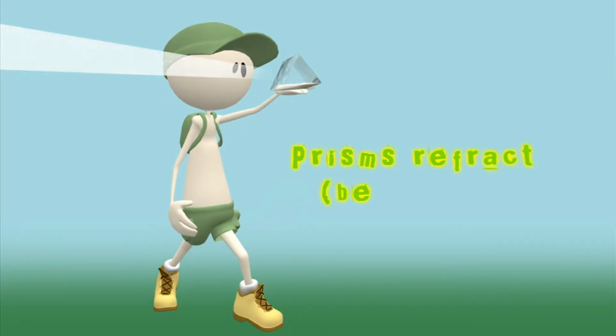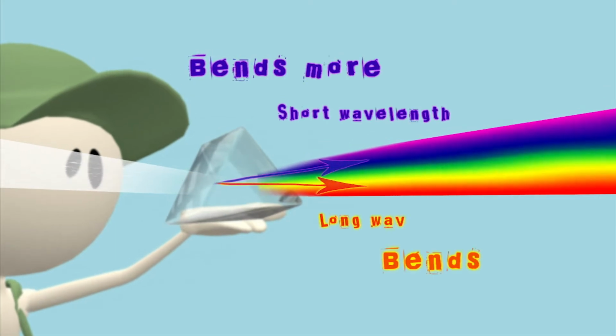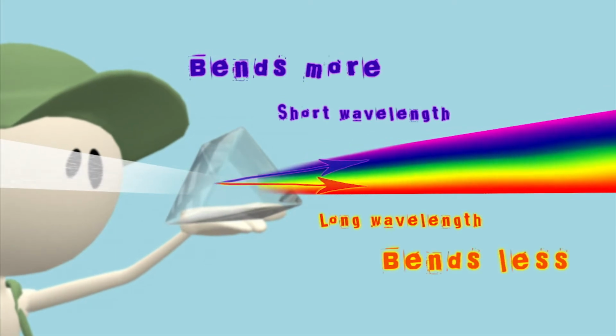You can see the different colors in white light when it passes through a prism and the light bends or refracts. The shorter wavelengths bend more than the longer wavelengths, so the light separates into different colors, like a rainbow. The shortest wavelengths are violet, and the longest wavelengths are red.